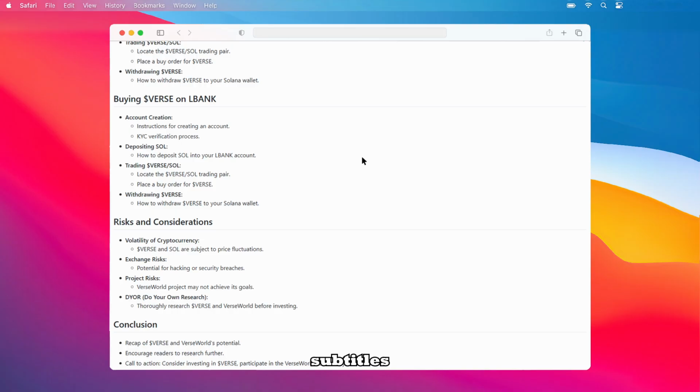In conclusion, Dollarverse and VerseWorld offer potential within the expanding metaverse. We encourage you to continue your research. Consider investing in Dollarverse and participate in the VerseWorld community, but only do so after due diligence.